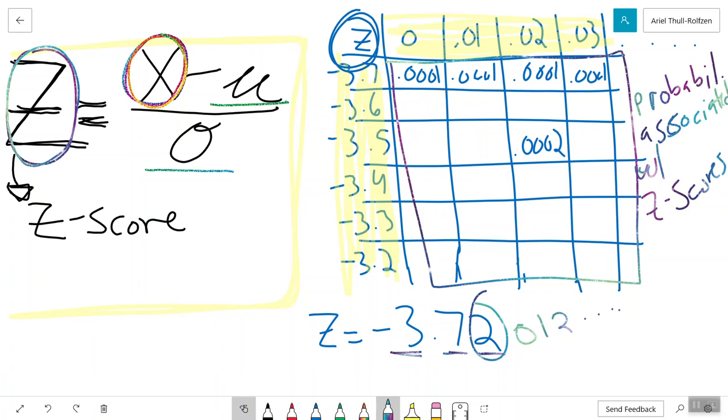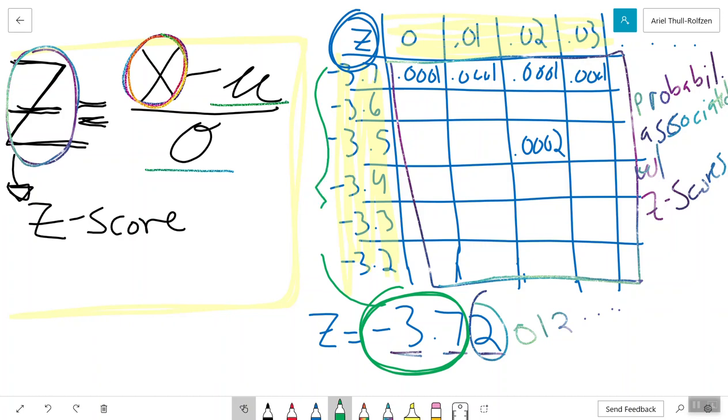First, we're going to use the z-score and learn how to use the table. So, the body of the table gives us probabilities associated with the z-scores. But what do the numbers on the top and the numbers on the side have to do with z-scores? How do I put those two together? This negative 3.7, the first two digits of your z-score are going to be found along this side, the left side of the z-table.